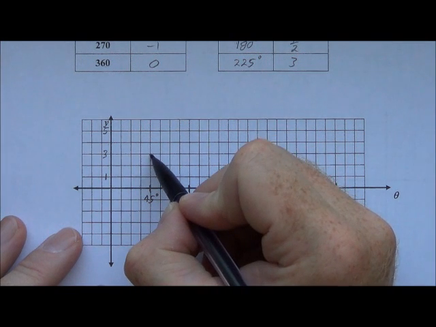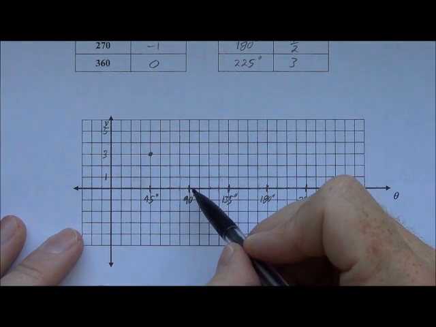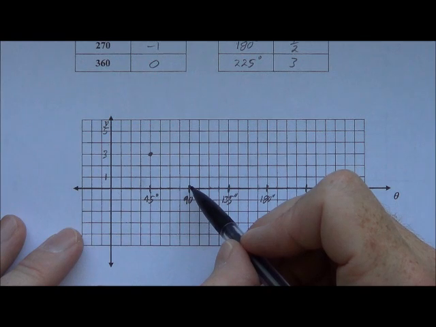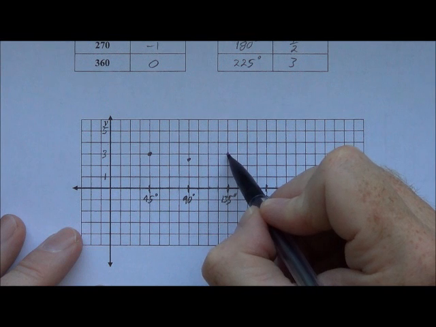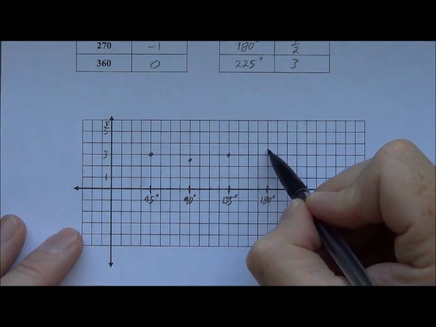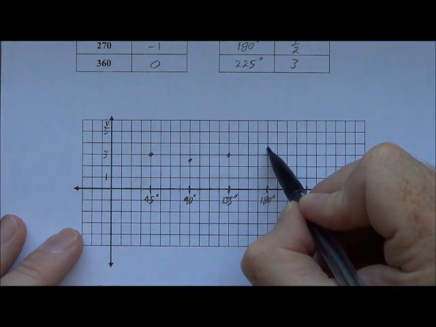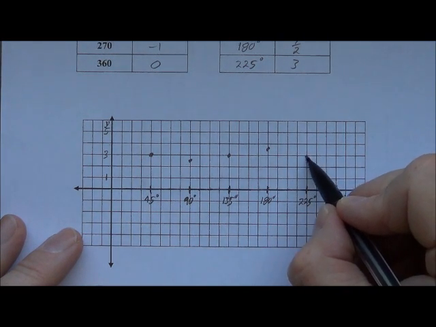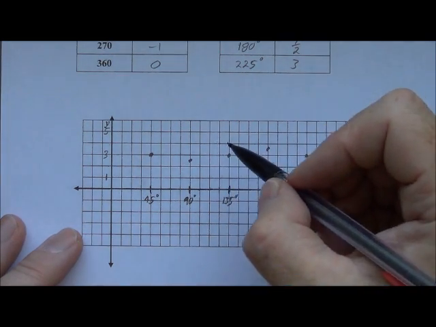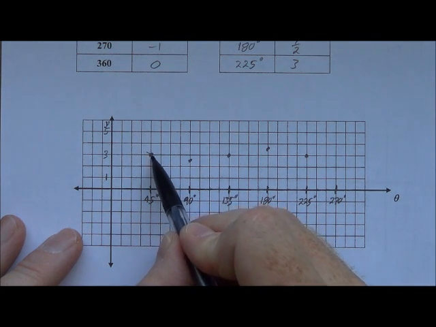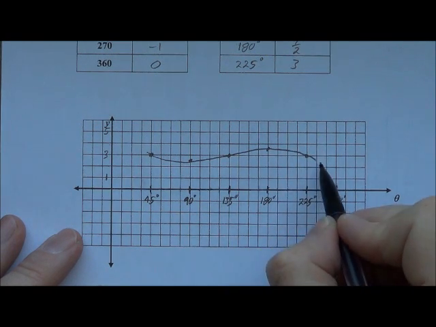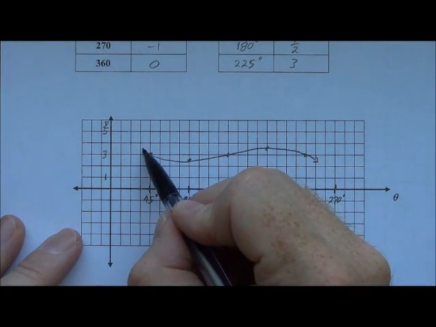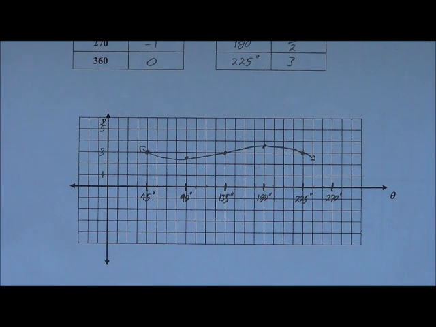So 45 degrees and 3, then 90 degrees and 5/2, 135 degrees and 3, 180 and 7/2, and then 225 and 3. Okay, and then we'll just, the best we can, draw a nice smooth curve here. And that would be the graph of that function.